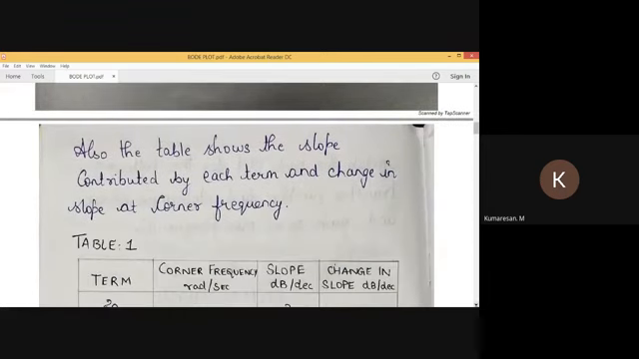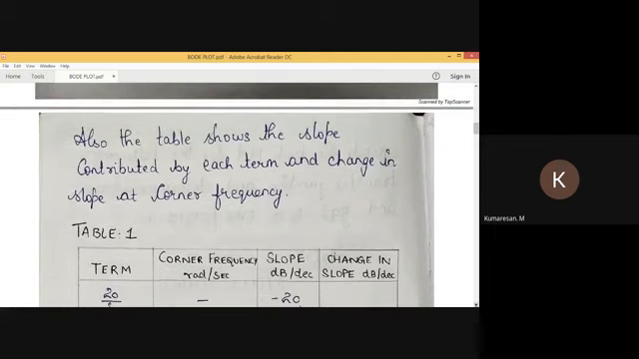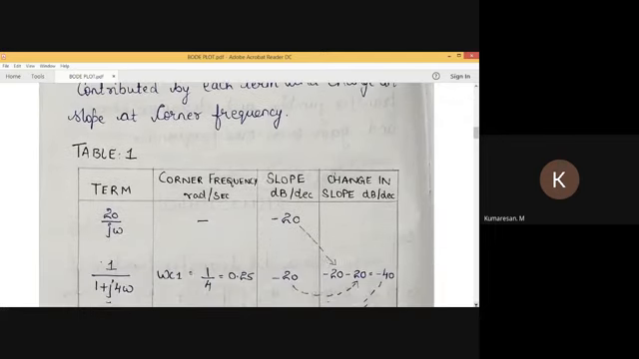Also, the table shows the slope contributed by each term and the change in slope at each corner frequency. So we have to find from these tables whether the magnitude in decibels changes or not, and whether the slope changes or not with respect to the frequency.